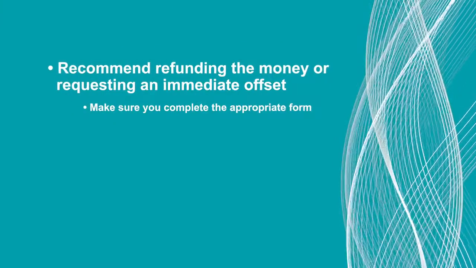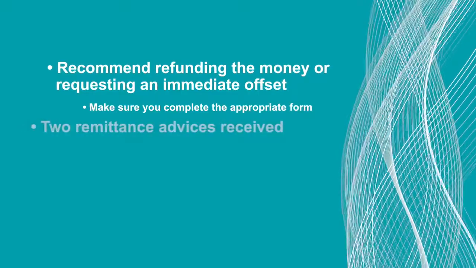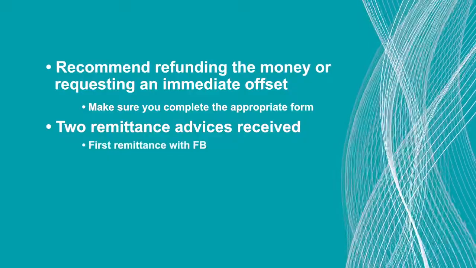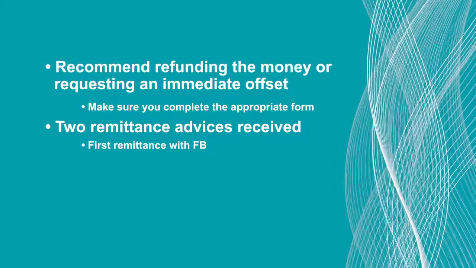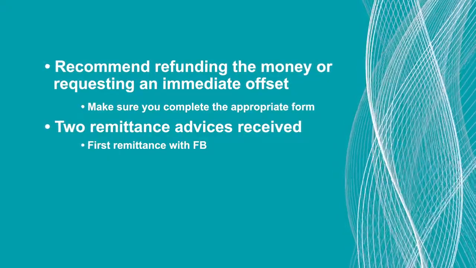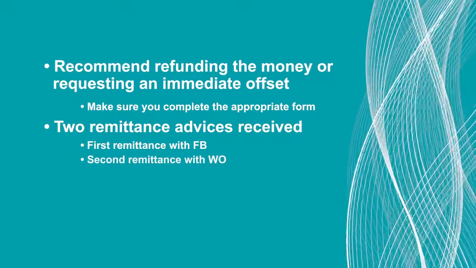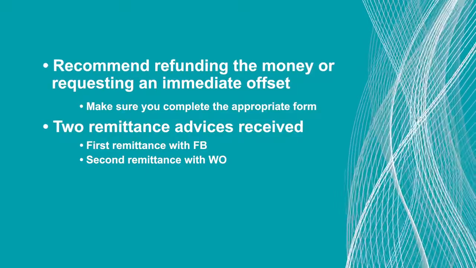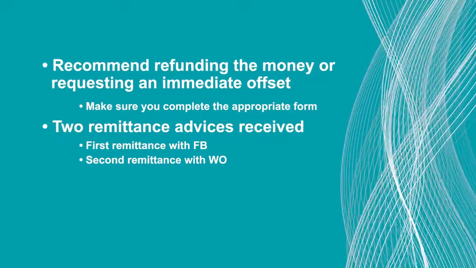Another important reminder is you'll receive 2 remittance advices. The first remittance advice will have reason code FB to indicate the forwarding balance for the overpayment amount. The second remittance advice will have a WO for withholding offset, to indicate the overpayment amount was withheld from the total amount of the remittance.